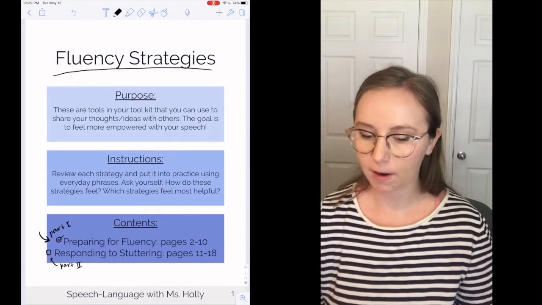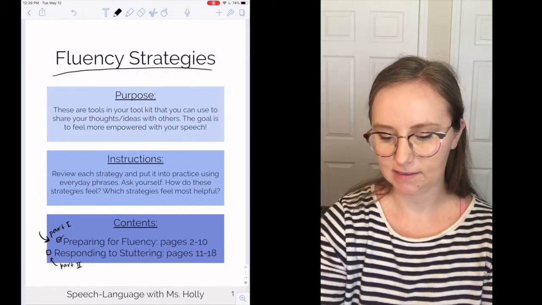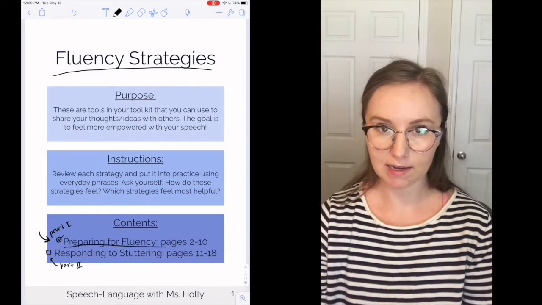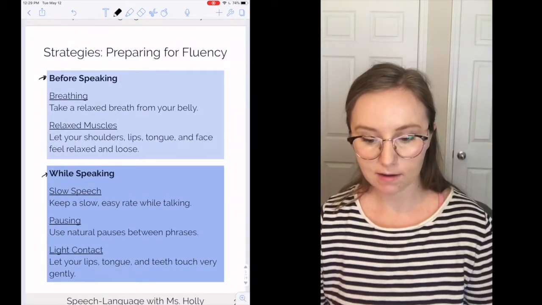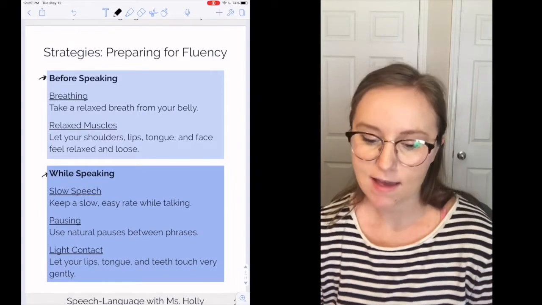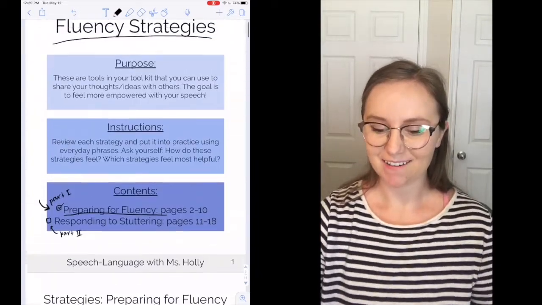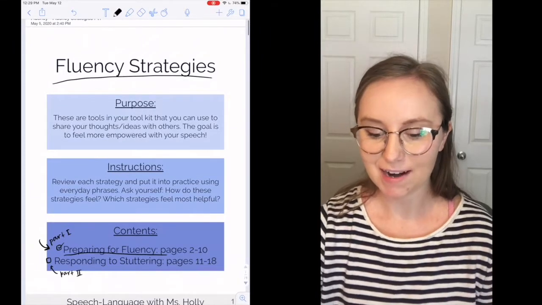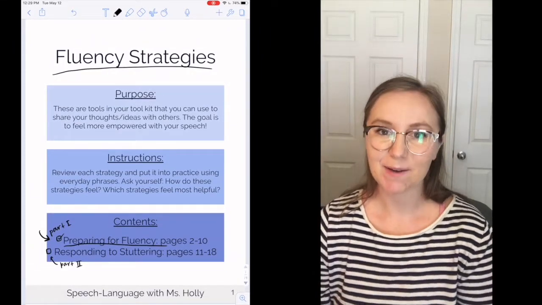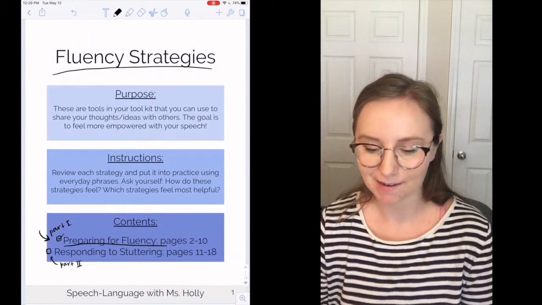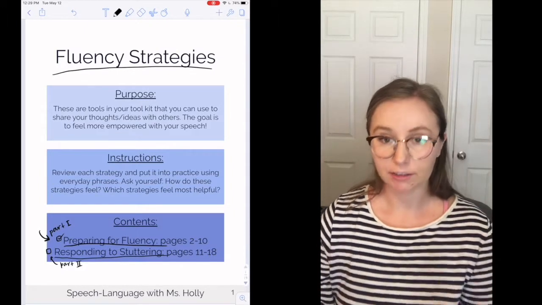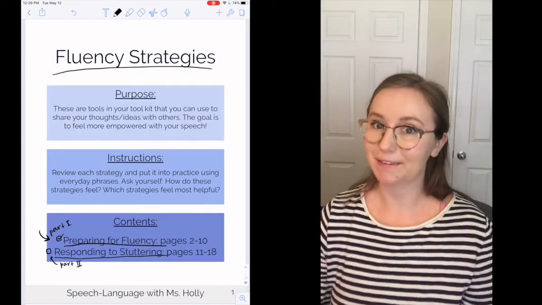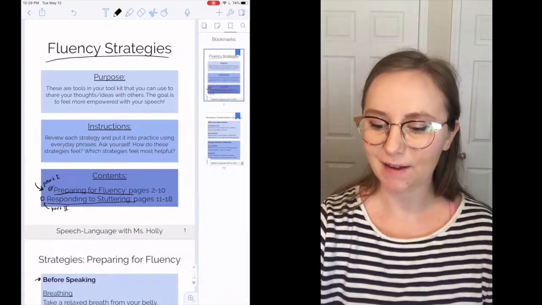In the first part, we talked about some ideas on how to prepare for fluency, and these are strategies that you can use before you speak or while you're speaking. But we're switching gears now, and we are talking about strategies that you can use when responding to your own stuttering. All right, so what I'll do is I'll share each strategy and then we'll put it into practice. So let's go ahead and get started.